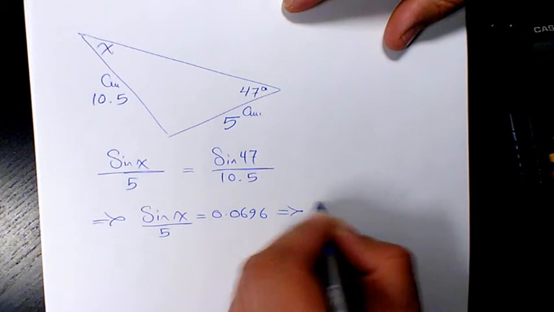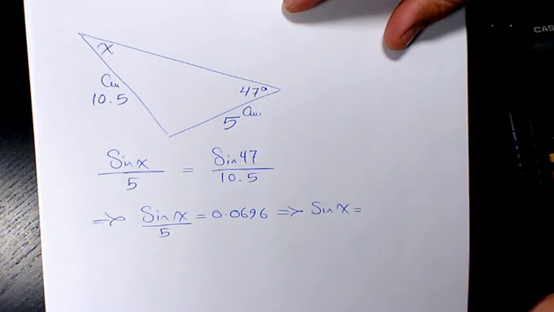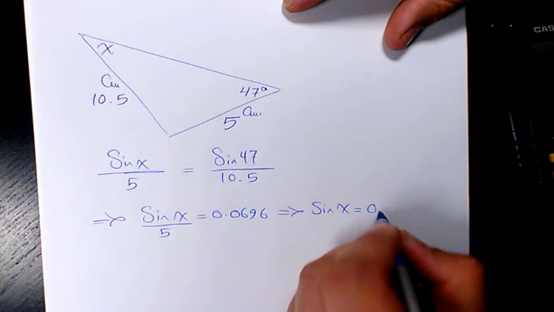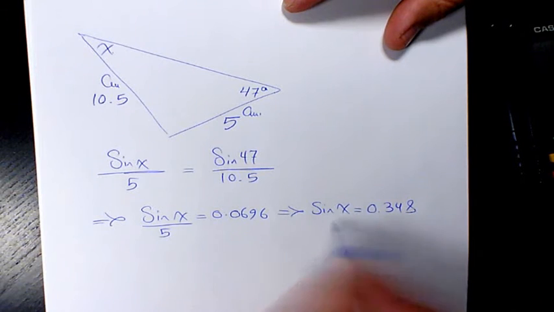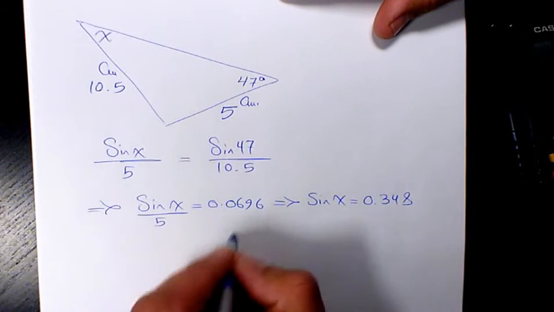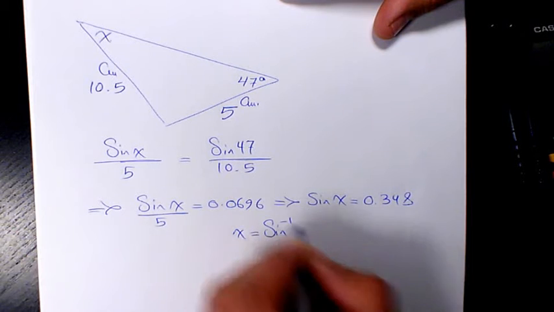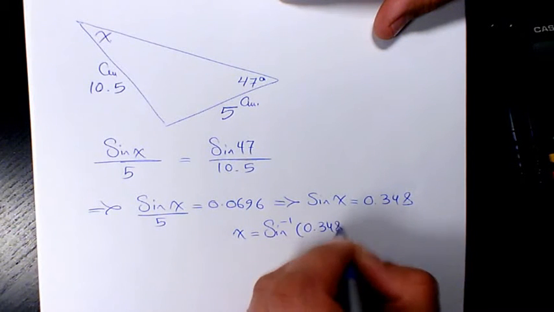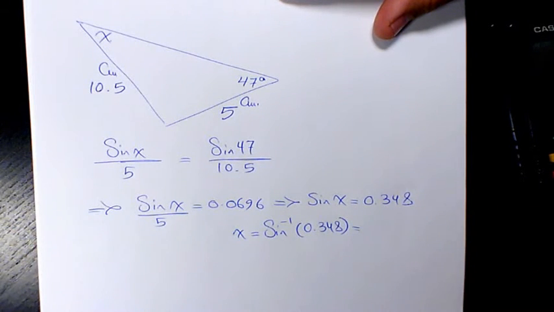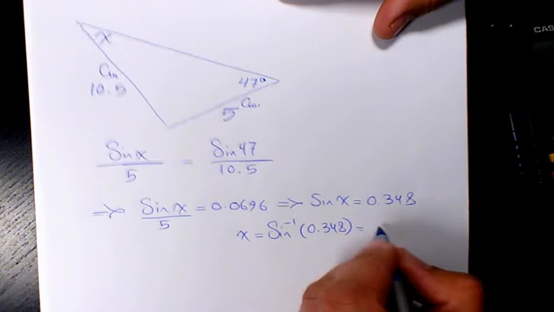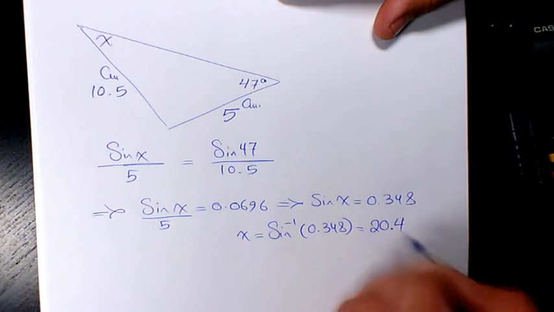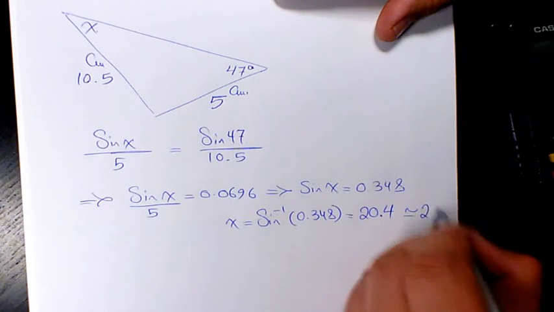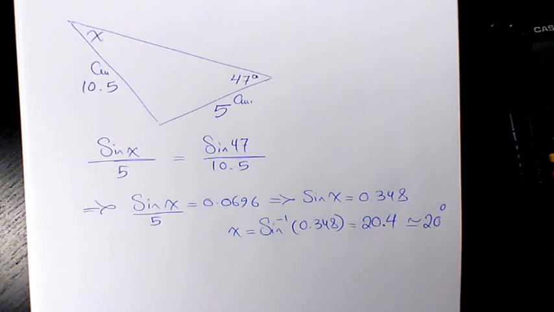So sine x is going to be 0.348. X is going to be the sine inverse of 0.348. That's going to be 20.4, or approximately 20 degrees. That's going to be the answer. Next one.